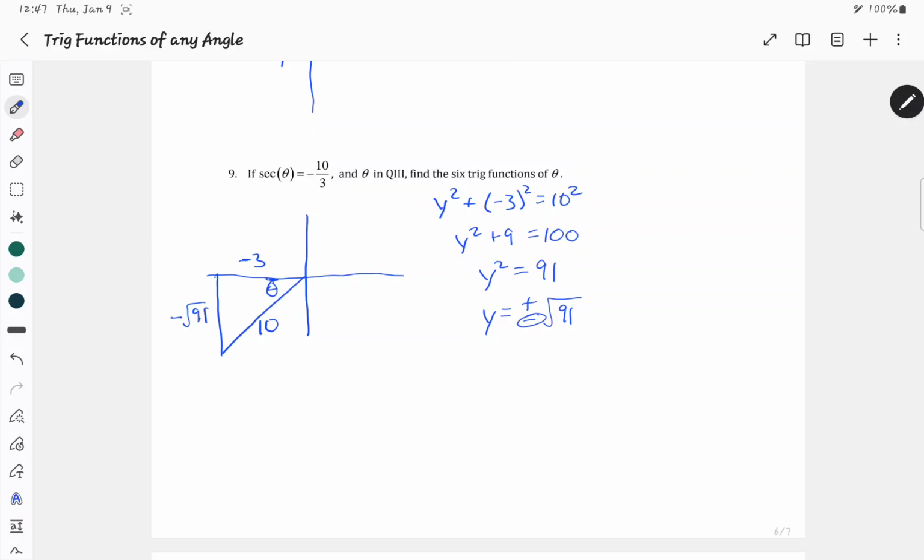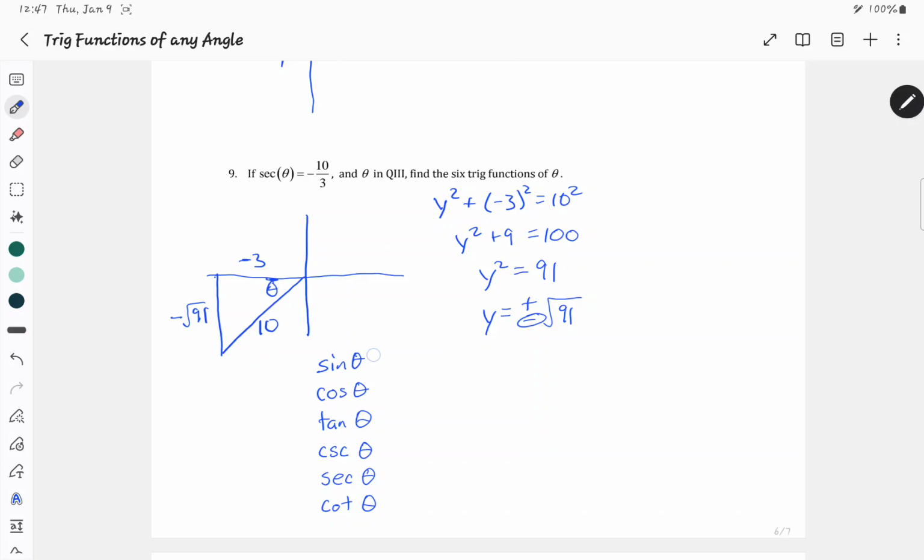Once I got that drawn, then I can find all 6 of my trig functions. So I'm just going to label them all out here. We got sine, cosine, tangent. We got cosecant. I'm going to go in order, right? Same order, reciprocals for those. So cosecant, secant, and cotangent. I'm just going to go through these in order.